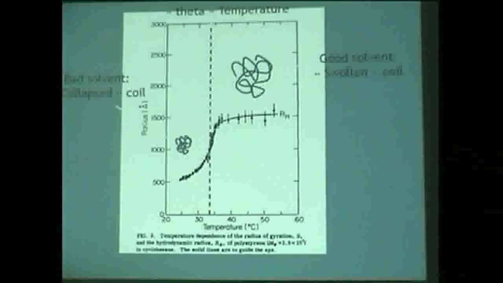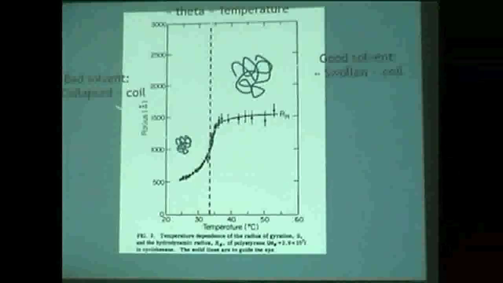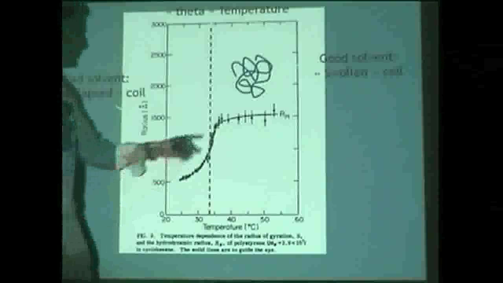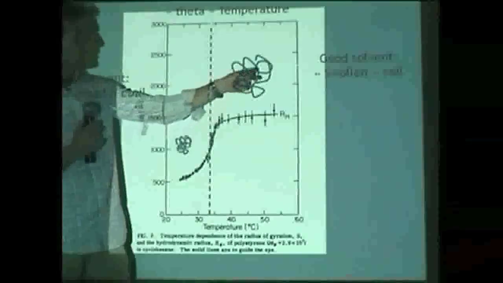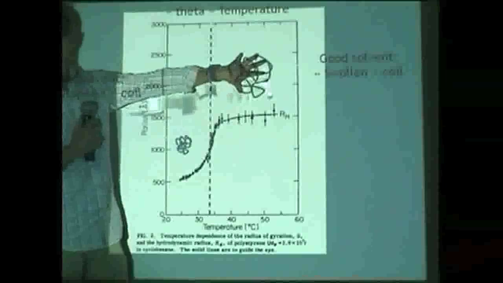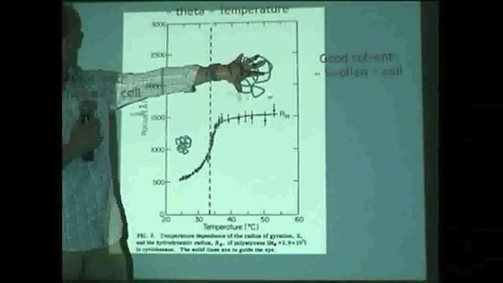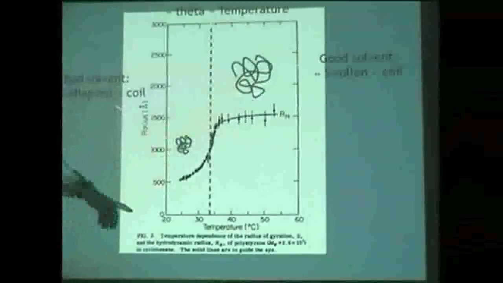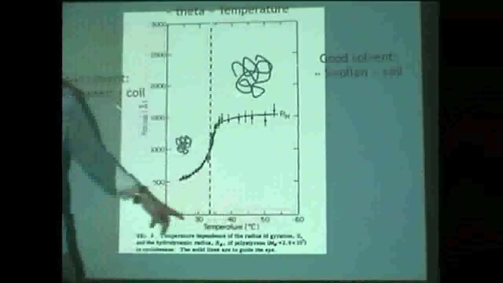Okay, so now what happens if you take that type of polymer coil? This is some experiments that were done with polystyrene in cyclohexane, where you have the polymer chains, and they were able to measure the evolution of the gyration radius as a function of the solvent condition. Okay? So it means as a function of temperature.